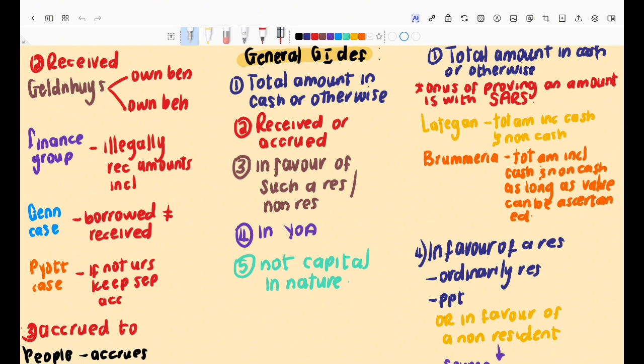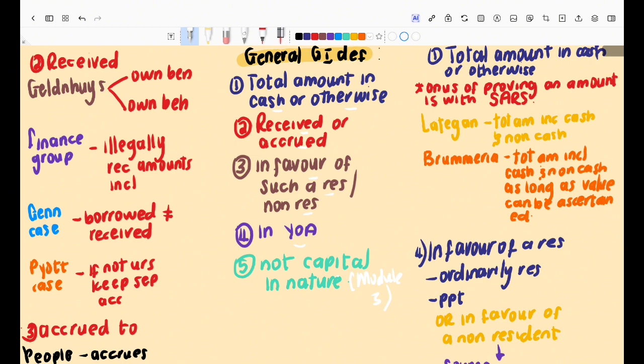So the general gross income definition says this is the total amount in cash or otherwise that is received by or accrued to the taxpayer, a resident or non-resident, in the year of assessment, not of a capital nature. Not of a capital nature, module 3. All right. So case laws, right? And you're going to be just fine because we are revising them, right? So the first one is that it should be a total amount in cash or otherwise.